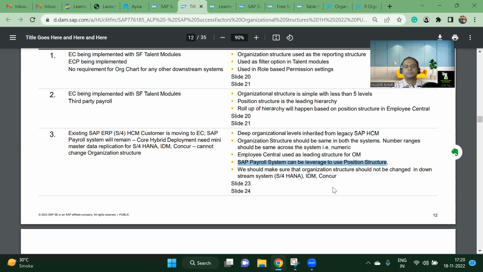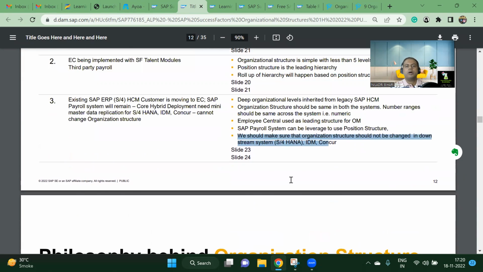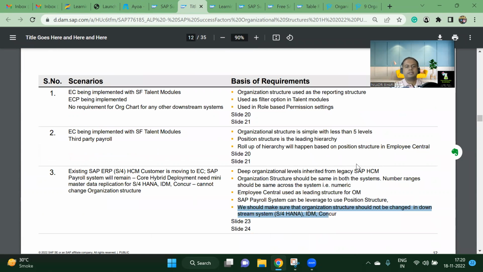And we have to ensure that the org structure should not be changed in downstream systems. So you are utilizing S/4HANA, your Concur, it should not be changed in the downstream structure. That is the prerequisite or requirement whenever you're going for this scenario.